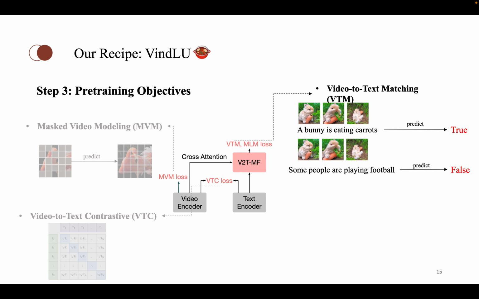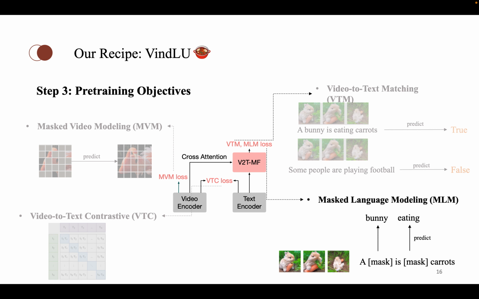The third loss is the video-to-text matching loss. Its target is to predict whether the given video and text are matched or not. The fourth objective is masked language modeling. 50% of the words are masked, and the target is to predict them using the video and unmasked text.